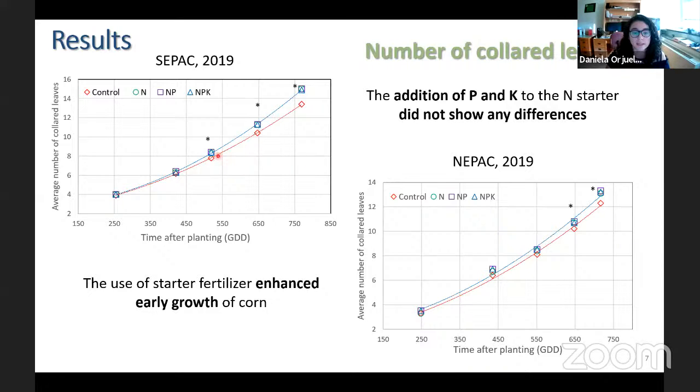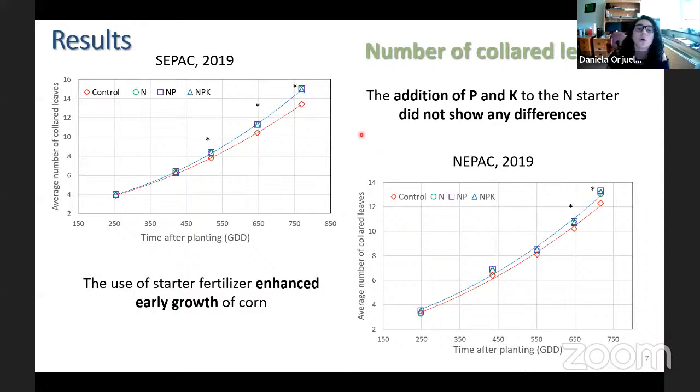When we did that, we arrived at the finding that the means of the starter treatments never separate. You can see how the means of the three starter treatments are always on top of each other. So our first conclusion of the presentation is that the addition of phosphorus and potassium to the nitrogen, the first starter treatment, did not show any difference for all the variables that we measured last year.